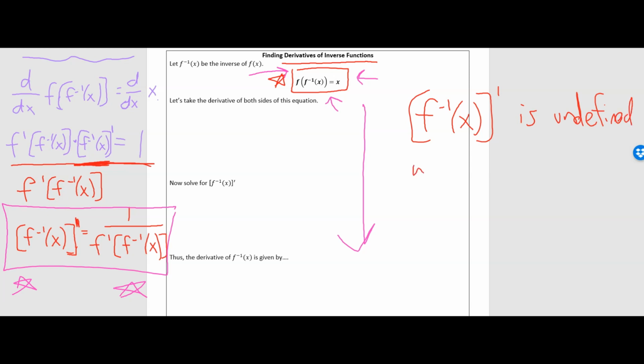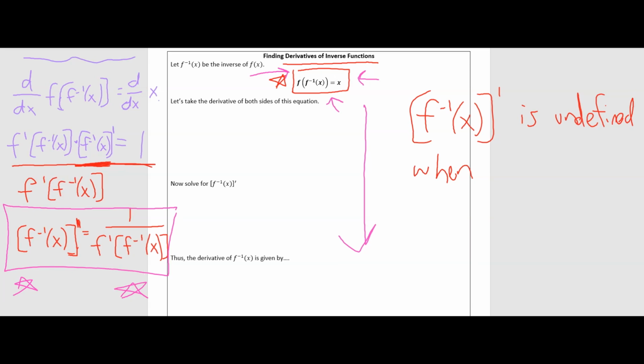It's undefined when, and I'd pause the video and see if you could fill in this blank. When will the derivative of f inverse be undefined? And it's going to be when that denominator on the right-hand side is equal to 0, right? Because we can't divide something by 0. So this is when f prime of f inverse is equal to 0. So if that quantity is equal to 0, our derivative is going to be undefined.